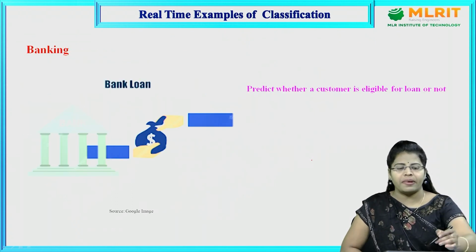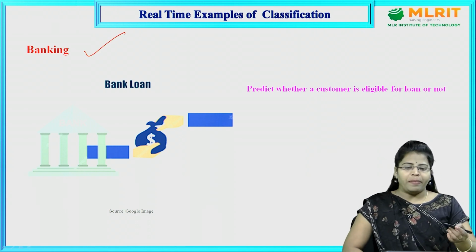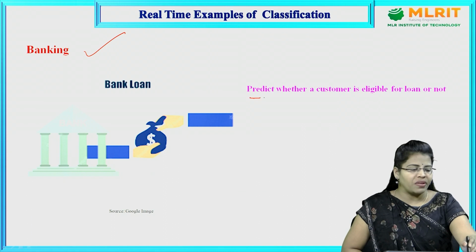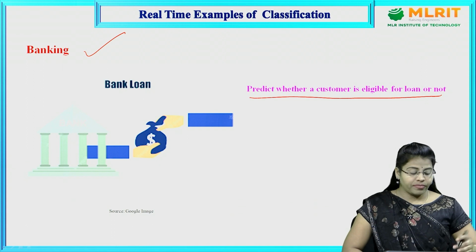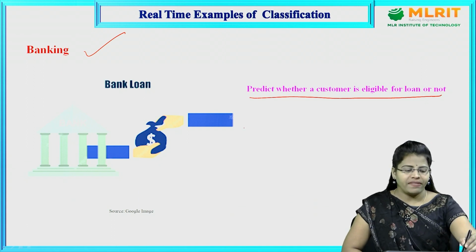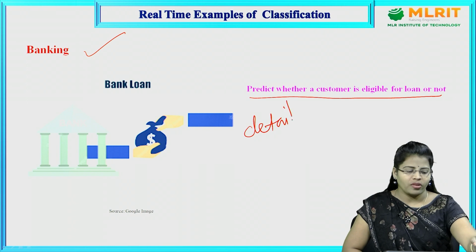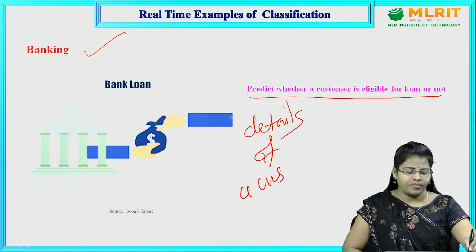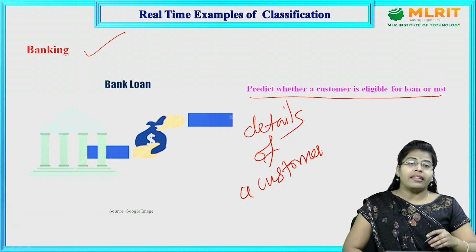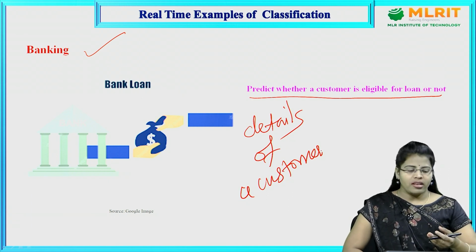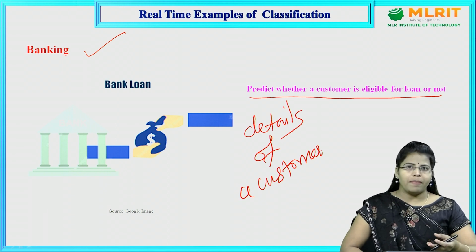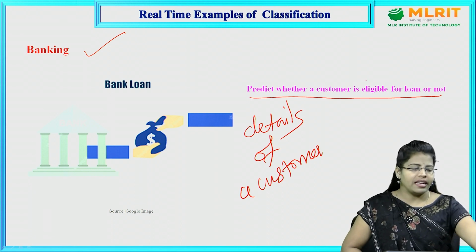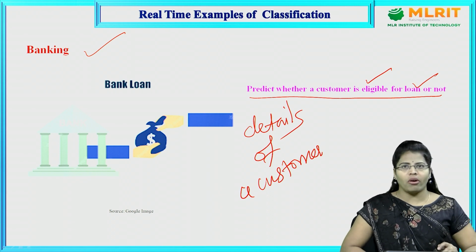Next, the other example is banking. In banking, we have to predict whether a customer is eligible for a loan or not. Here the bank gives the details of a customer. After giving the details of the customer and training the algorithm, the machine learning model is going to predict whether the customer is eligible for a loan or not.